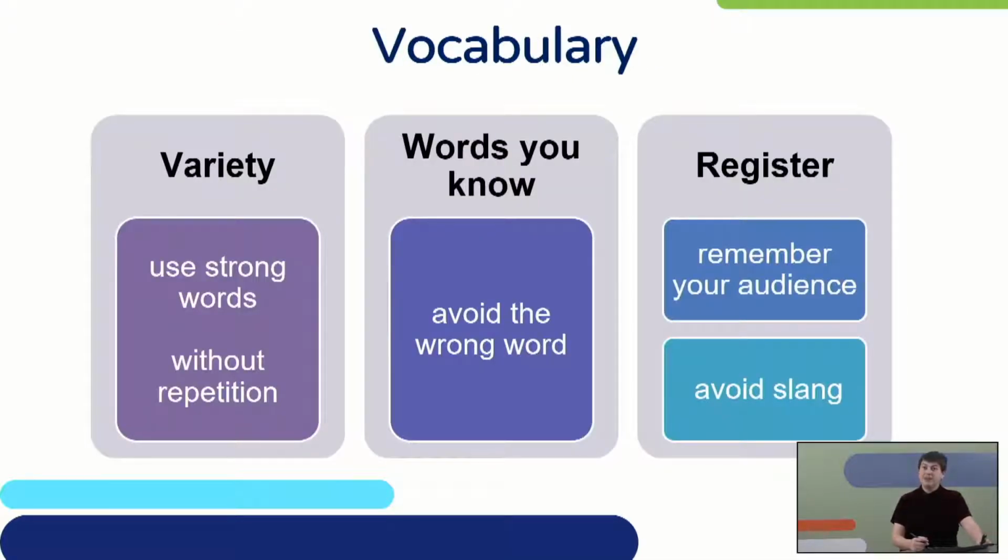The second area is 10 points. This is very important in your essay: the vocabulary. Which words did you choose to use? They're first going to look at your variety. Did you use good, strong words? And they're going to look at making sure you didn't repeat the same words again and again.